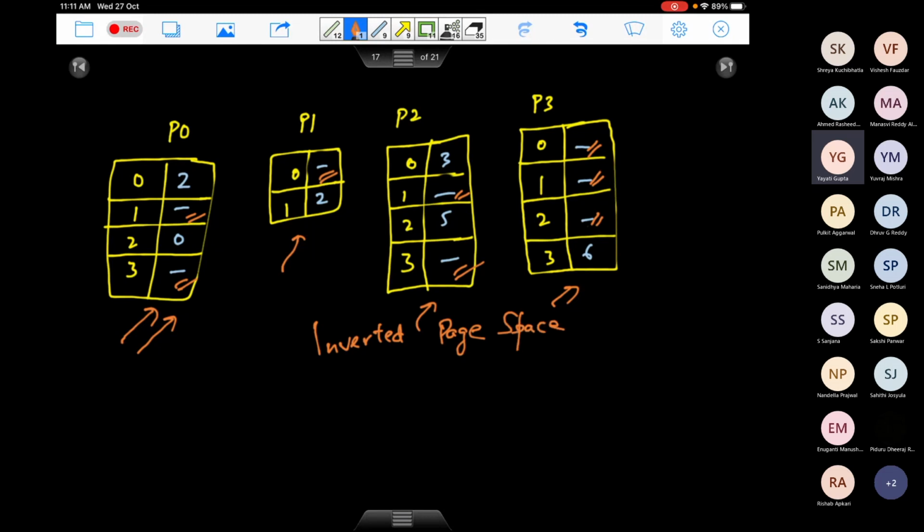Any guess on what an inverted page table can be? The word inverted tells you something. So what shall we invert here? Page structure, tree structure. What you are talking about is a multi-level page table that we'll talk about later.